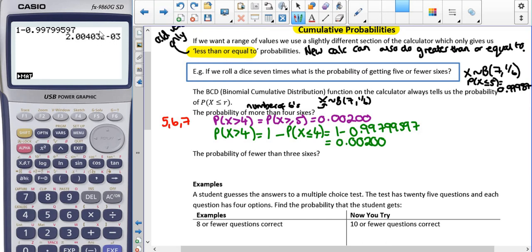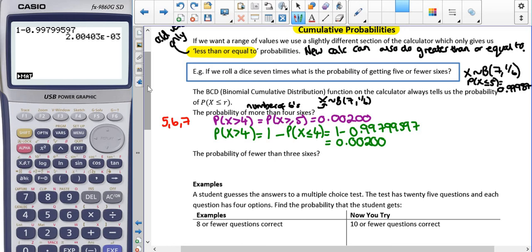Please also notice how the standard form comes up differently on the old versions of the calculator. Instead of saying times 10 to the power of minus 3, it has this E symbol here. That E symbol is just meaning times 10 to the power of minus 3. So it's just the way that these old calculators show standard form. So it is worth having a think about that.